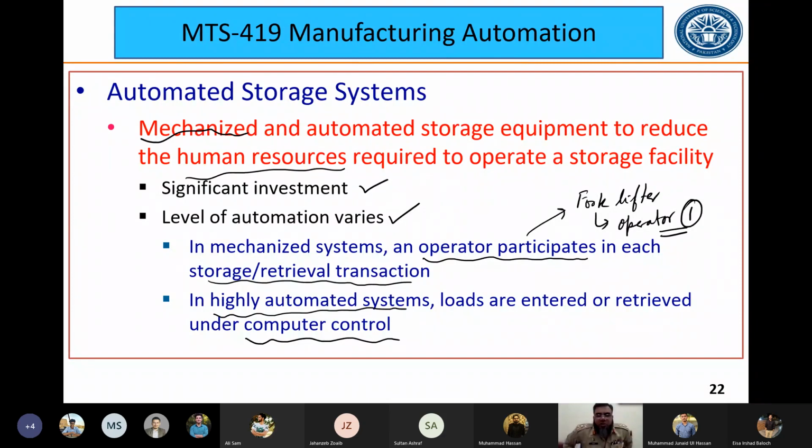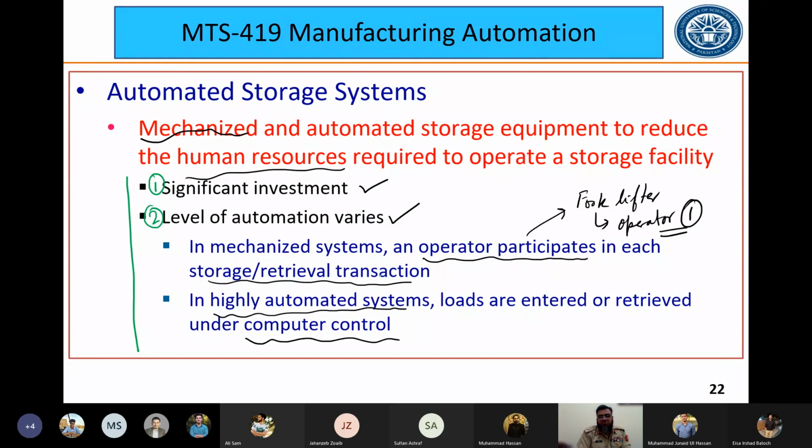अब if you look at the slide number 22, सो आप ये देखिए ये automated storage की हम बात करने लगे हैं. Automated storage क्या है? We need to have mechanized and automated storage equipment to reduce the human resource. ठीक है, इसके साथ ये चीजें आपके पास आएंगी. नंबर 1 कि आपको एक significant investment की जरूरत है, और नंबर 2 आपने decision करना है कि what level of automation you want to achieve.